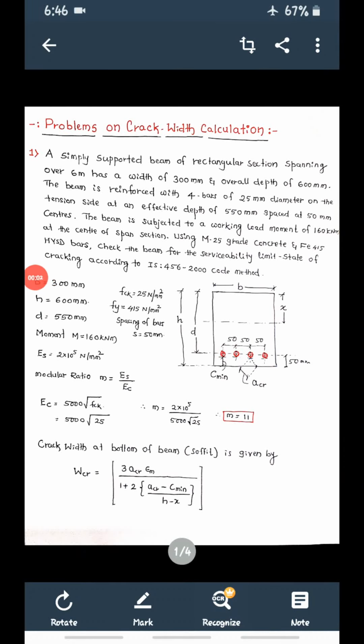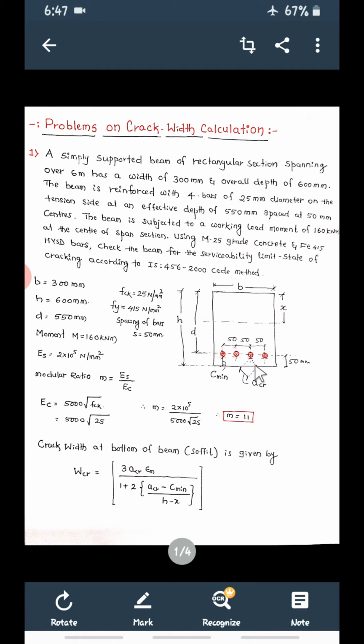Good morning, students. I welcome you all for another session where we're going to solve a problem on crack width calculation. In the previous class, we have seen why cracks are developed and what is the procedure to follow to find out the crack width.